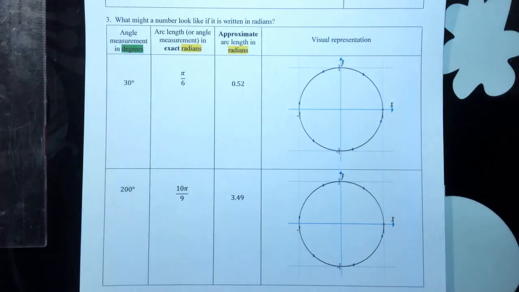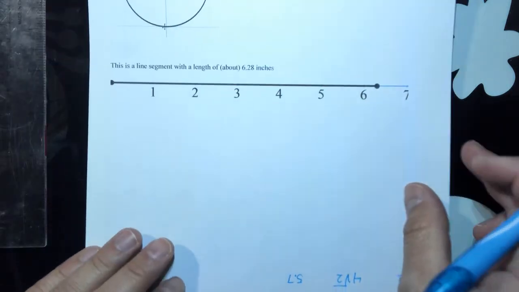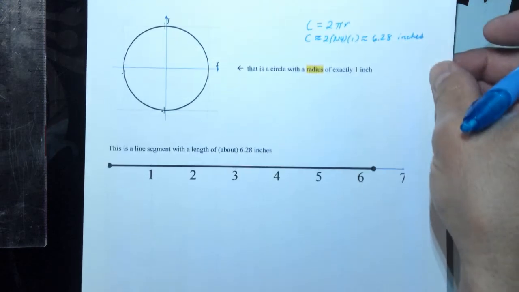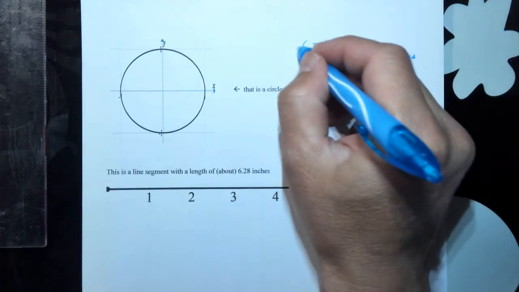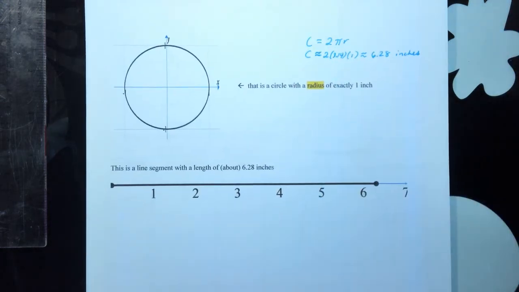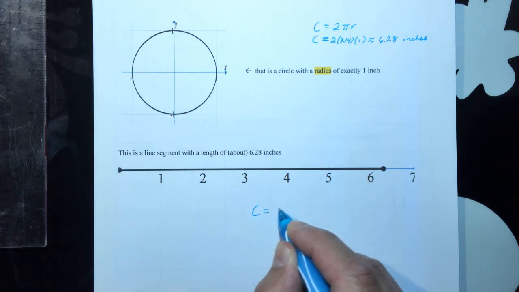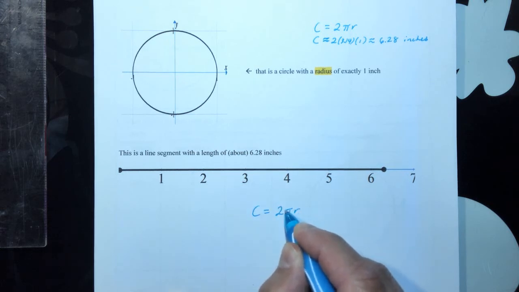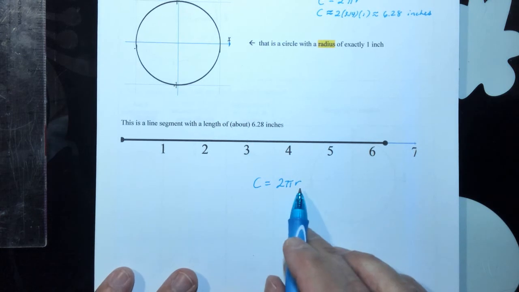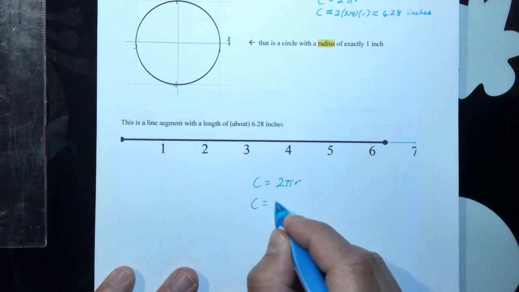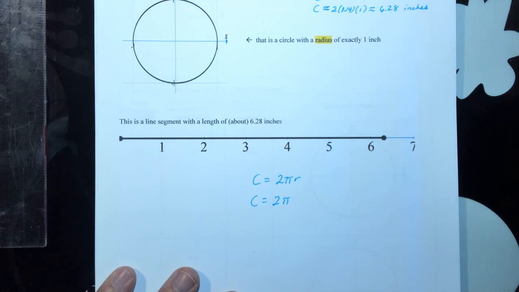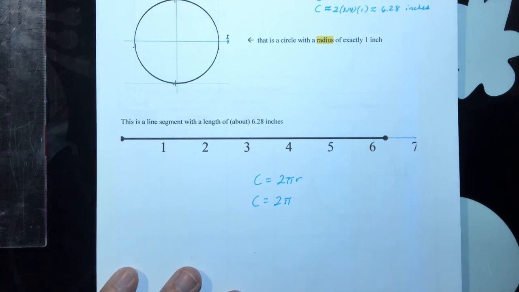So let's go back to this page, and let's go all the way back to circumference again. Talk about that for a minute. We know circumference is equal to 2 times pi times r, and that's the distance around the circle. R is 1, so you could say circumference is 2 pi. Yeah? Because the radius is 1.